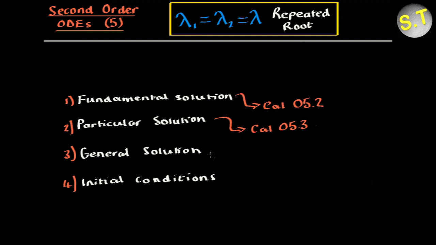And then we found the general solution by adding together our fundamental solution and our particular solution or solutions. And then we used a set of initial conditions to calculate what the final unknown constants were. And again, I explain that in a lot more detail in Calculus video 05.4. I will leave the links for those 3 videos in the description.